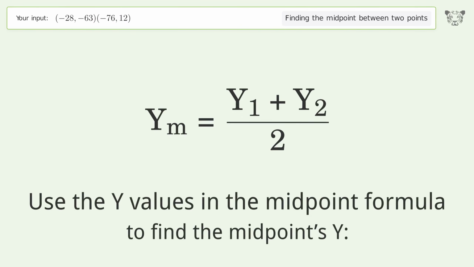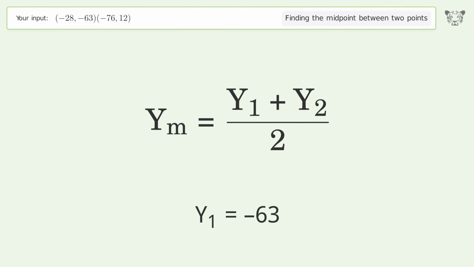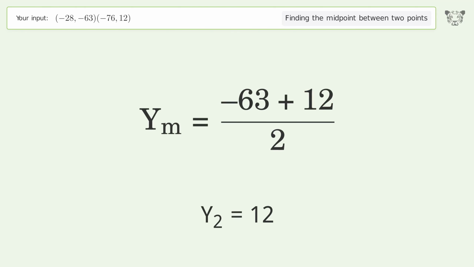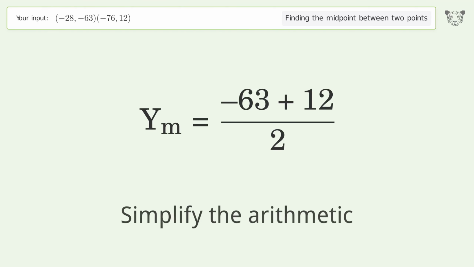Use the y values in the midpoint formula to find the midpoint's y. y1 equals -63. y2 equals 12. Simplify the arithmetic.